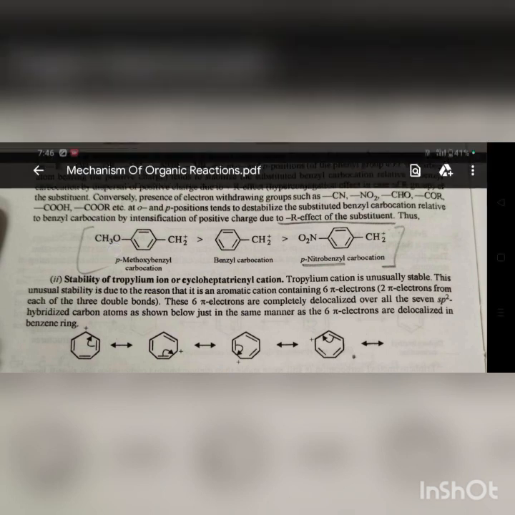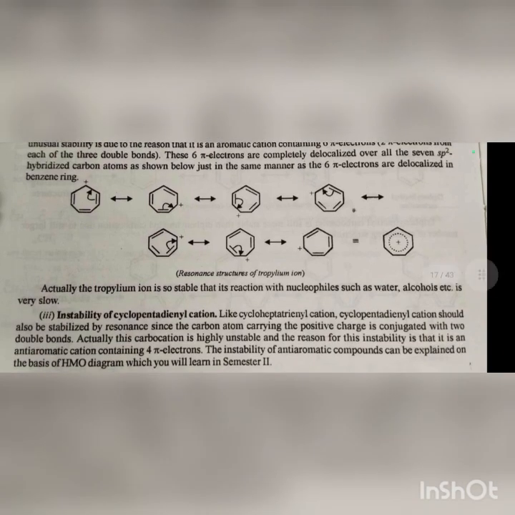These 6 electrons are completely delocalized over the 7 sp2 hybridized carbon atoms as shown below, in the same manner as the 6 electrons are delocalized in the benzene ring. Actually, the tropylium ion is so stable that its reaction with nucleophiles such as water, alcohols, etc. is very small. Third, the instability of cyclopentadienyl cation.